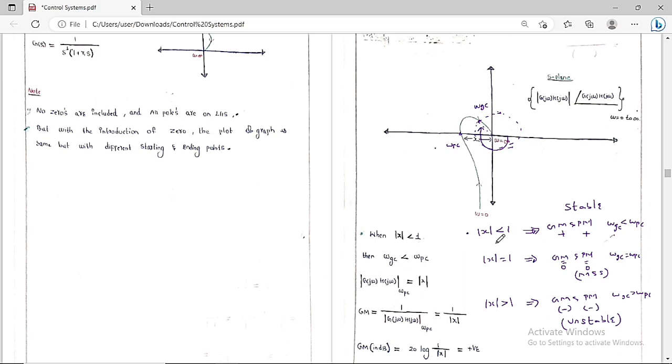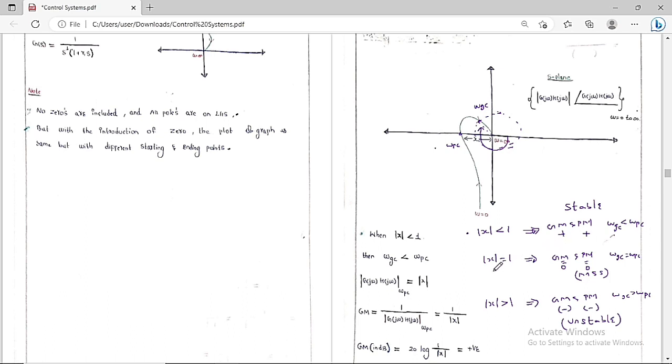So finally, in simple words, whenever the polar plot is not enclosing the unity, since less than 1 is outside, it is not going to enclose the minus 1, 0. Then we can say the system is said to be stable. Therefore the gain margin is positive, the phase margin is positive, and the gain crossover frequency is lesser than the phase crossover frequency.